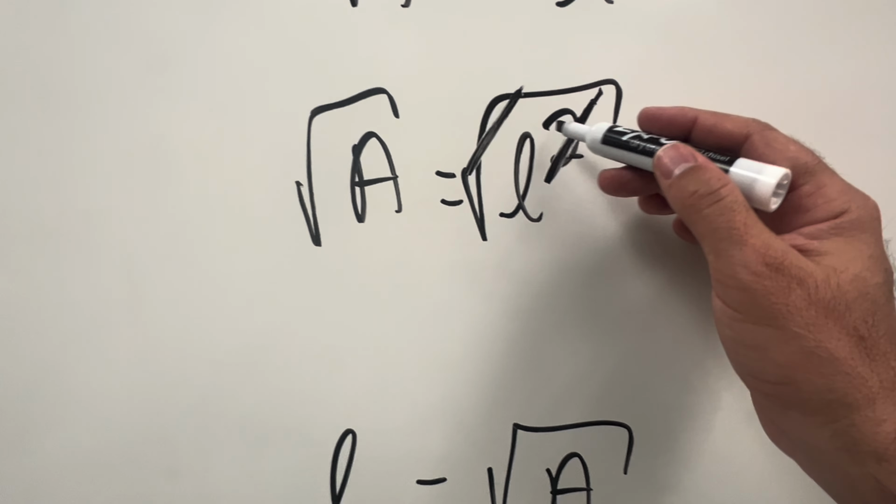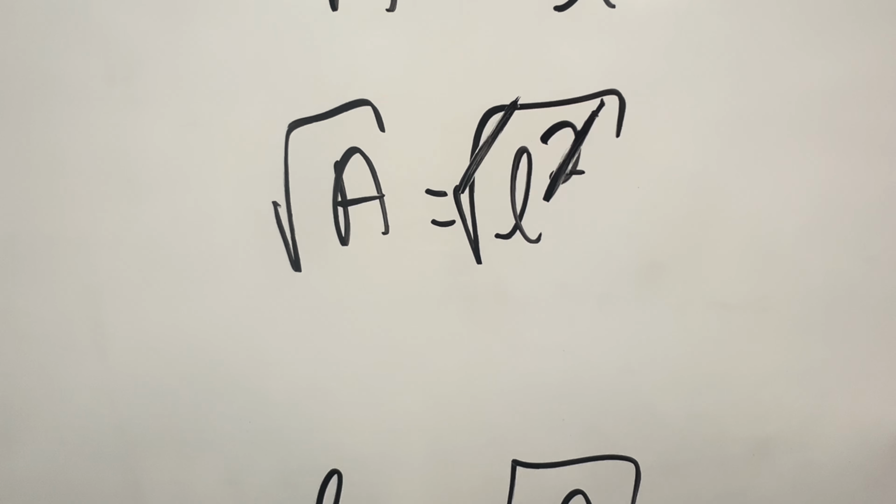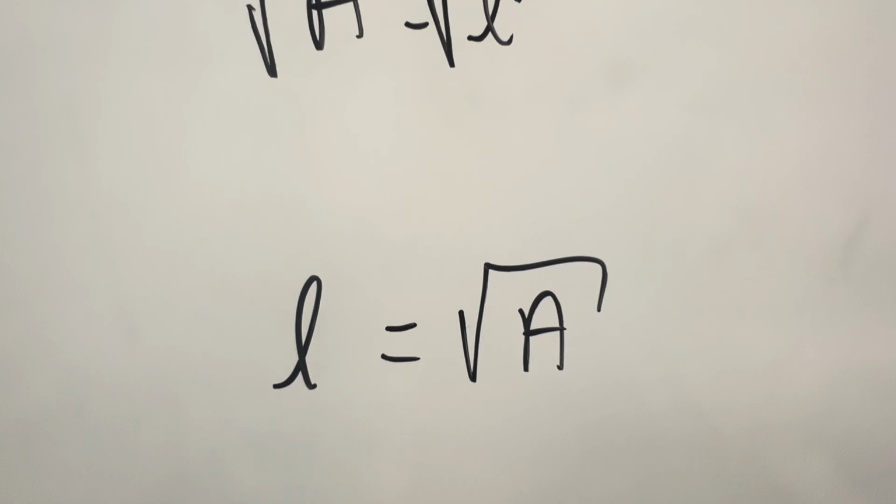That's it. What you do is the opposite operation to isolate the variable. Okay? That's it.